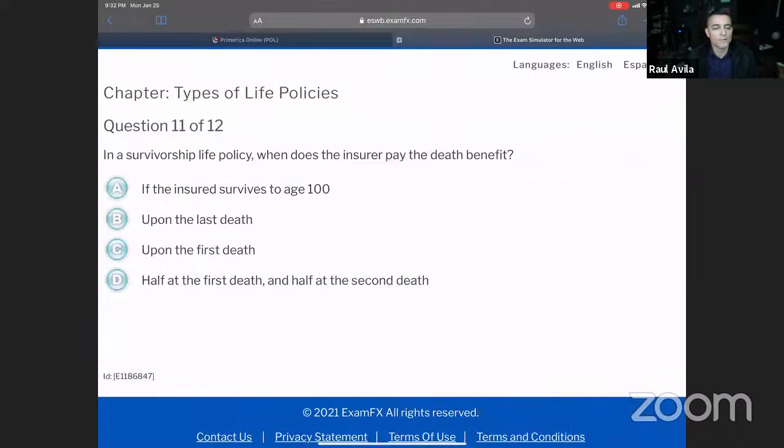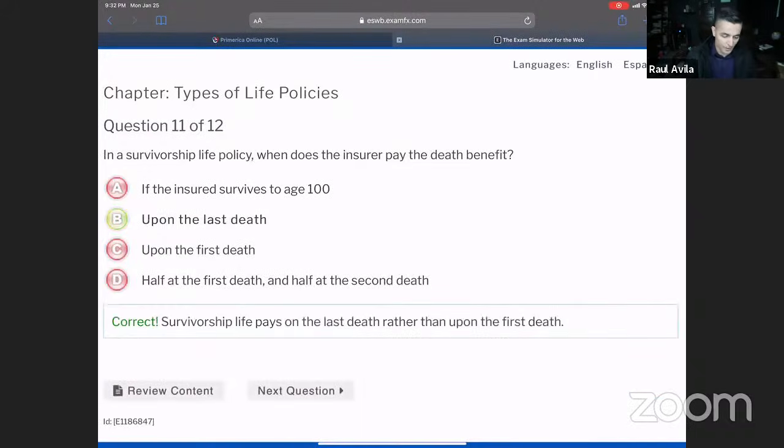Number 11, in a survivorship life policy, when does the insurer pay the death benefit? A, if the insured survives to age 100, B, upon the last death, C, upon the first death, or D, half at the first death and half at the second death. 11B, yes. You guys have been studying. That's good. All right, so check this out.